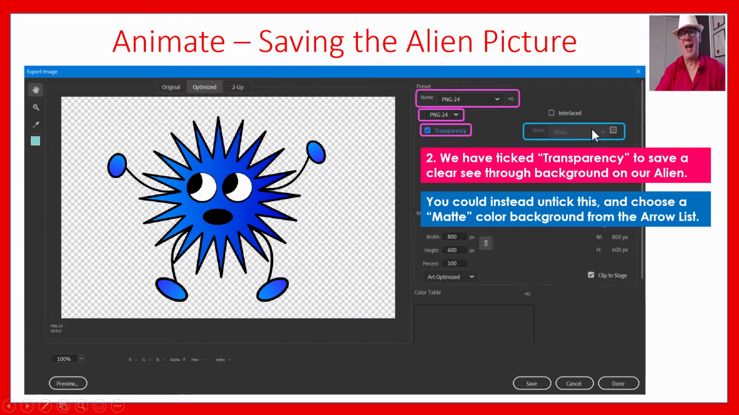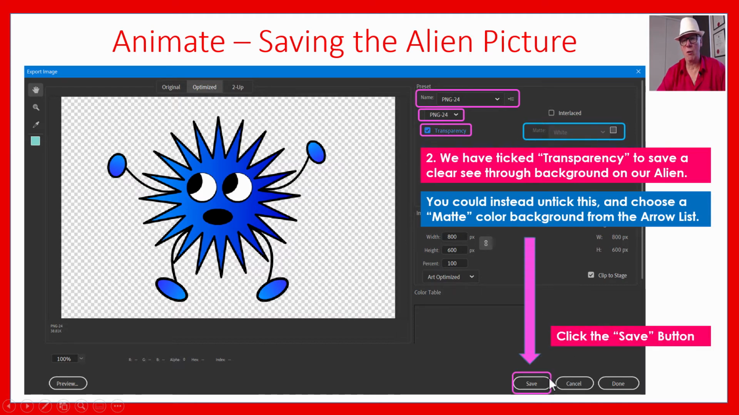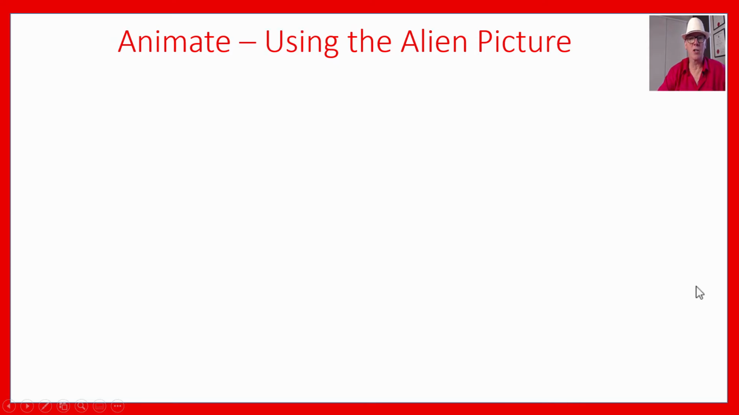You can have white, black, or you can have your own custom color. But we didn't do that. We went for transparency. And then once you've done that, all you have to do is click save, and it's going to save that item for you, just as a regular PNG image, which you can use anywhere you want. You can put this into a game you're making in Visual Studio or something like that as a character image.